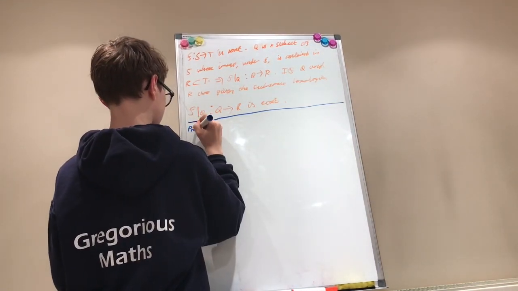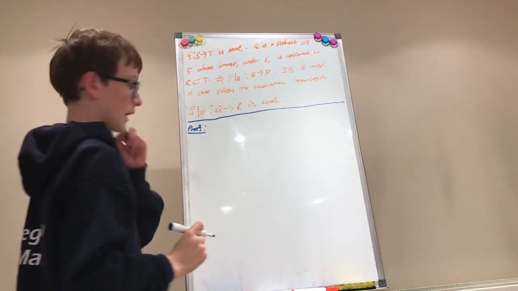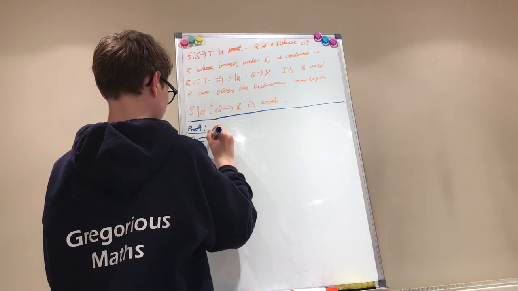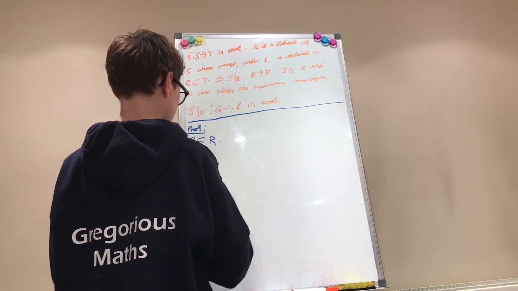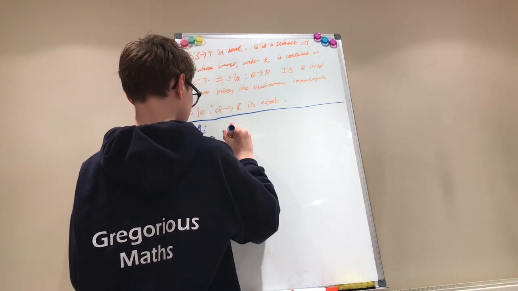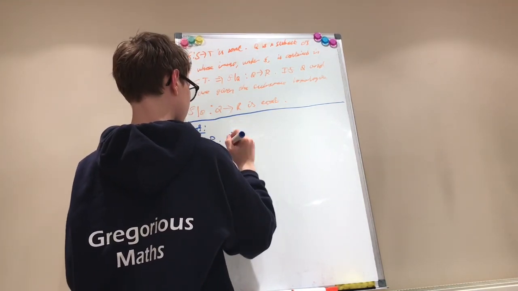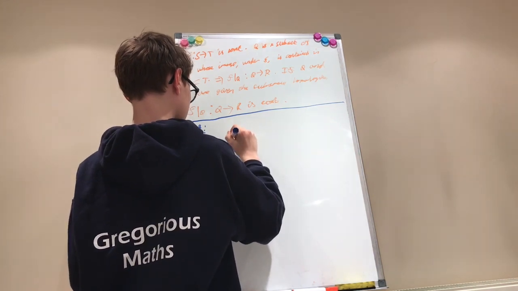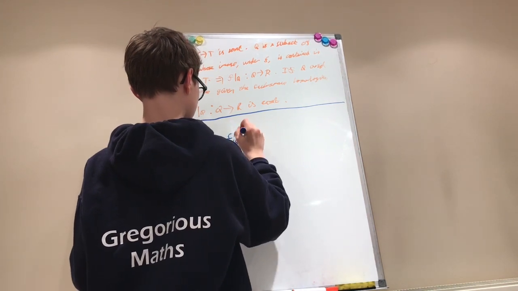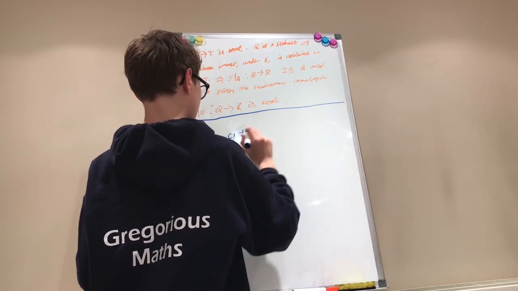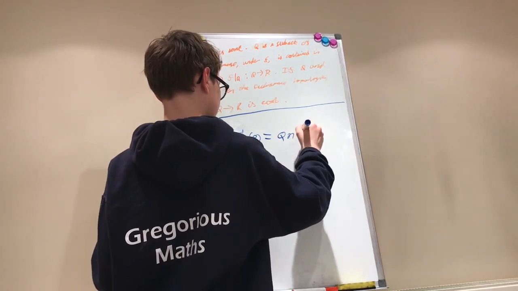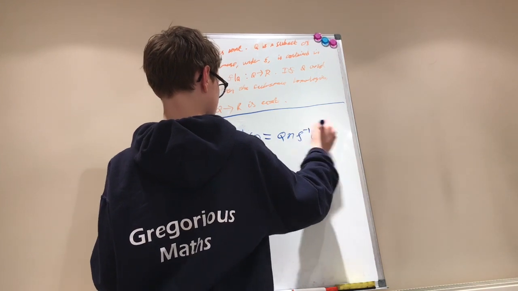So the proof goes like this. Let's pick P, a subset of R. Now, that means that the pre-image of P under this restricted function is equal to Q intersect the pre-image of P.